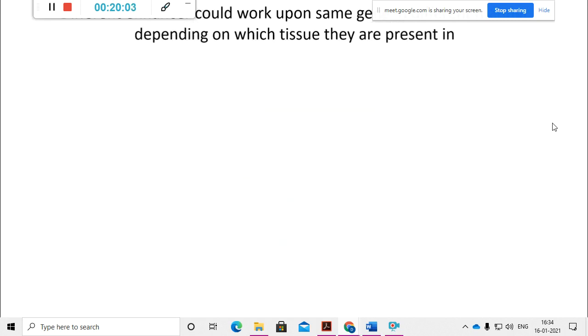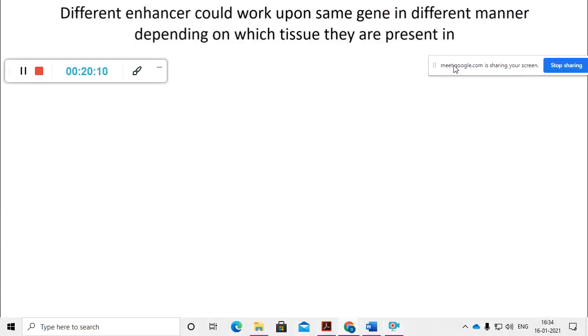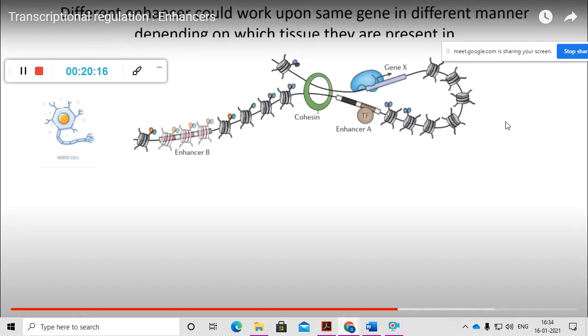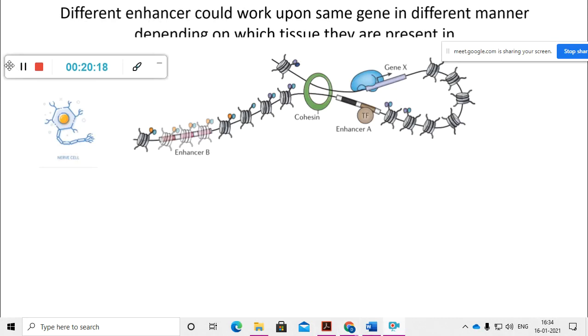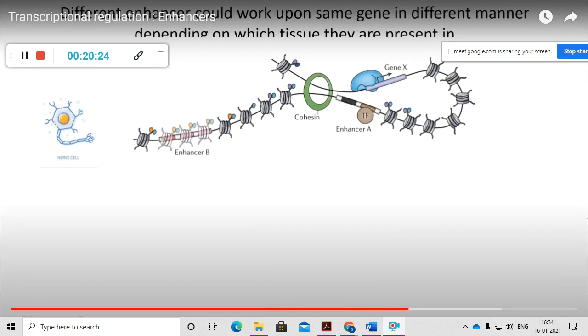Now, different enhancers could influence the gene in a differential manner depending upon which tissue they are present in. For example, inside a neuron, let's say there is an expression of gene X, and gene X is very important for survival of the neuron. So gene X is modulated by enhancer A here, but not by enhancer B.